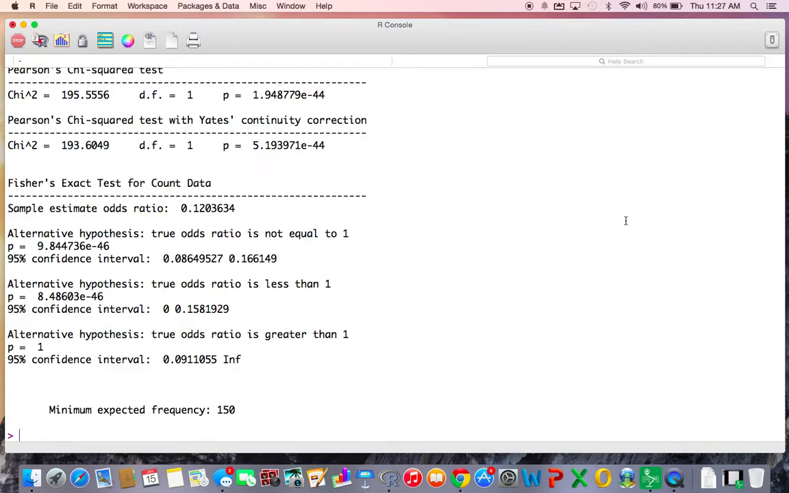So I guess the next question is, what do we do next when we have a statistically significant chi-square test? If you want to think of ANOVA, what would we do if we had a statistically significant ANOVA? Well, we would look at post hoc analysis.